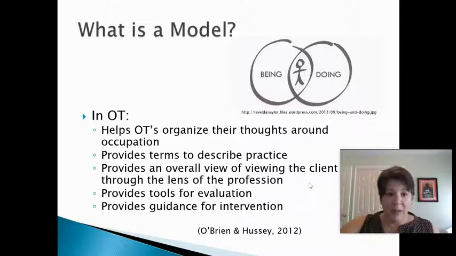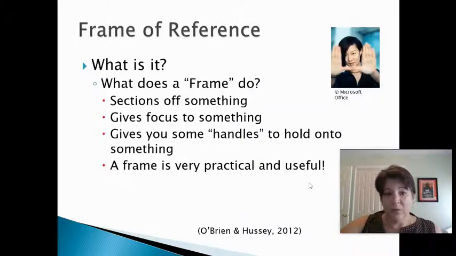So, in occupational therapy, this occupation-based model helps to organize our thoughts centered around the idea of occupation. They often give us tools for evaluation and guidance for intervention as well. So what's a frame of reference? How is it different from an occupation-based model?